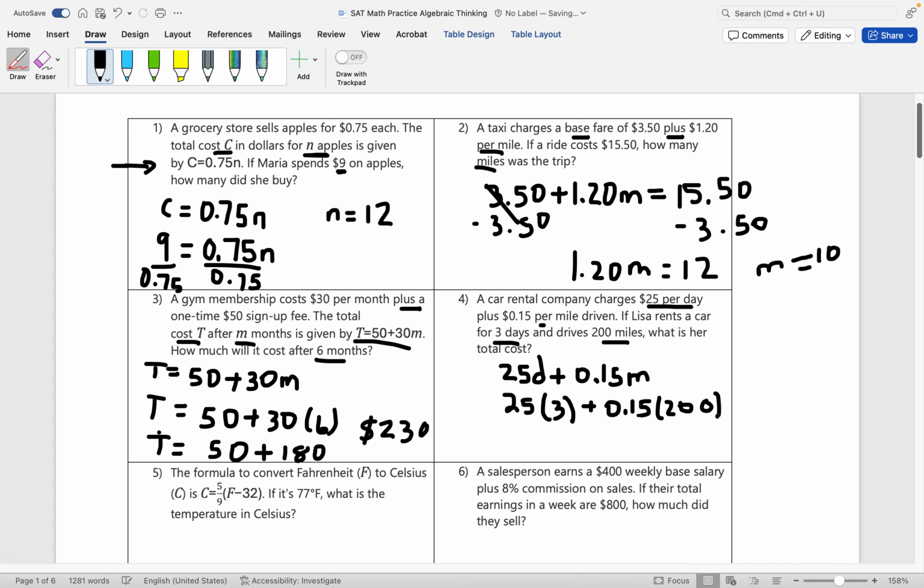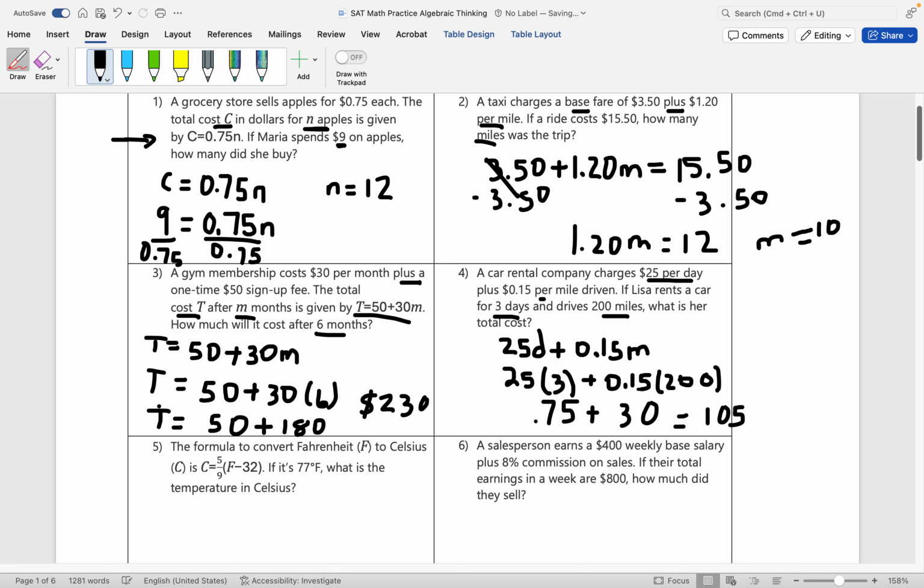And now I get my calculator and I do 25 times 3. That's 75 plus 15 cents, 0.15 times 200. That gives me $30. And now $30 plus 75 gives you a total of $105. Okay, the last two questions.